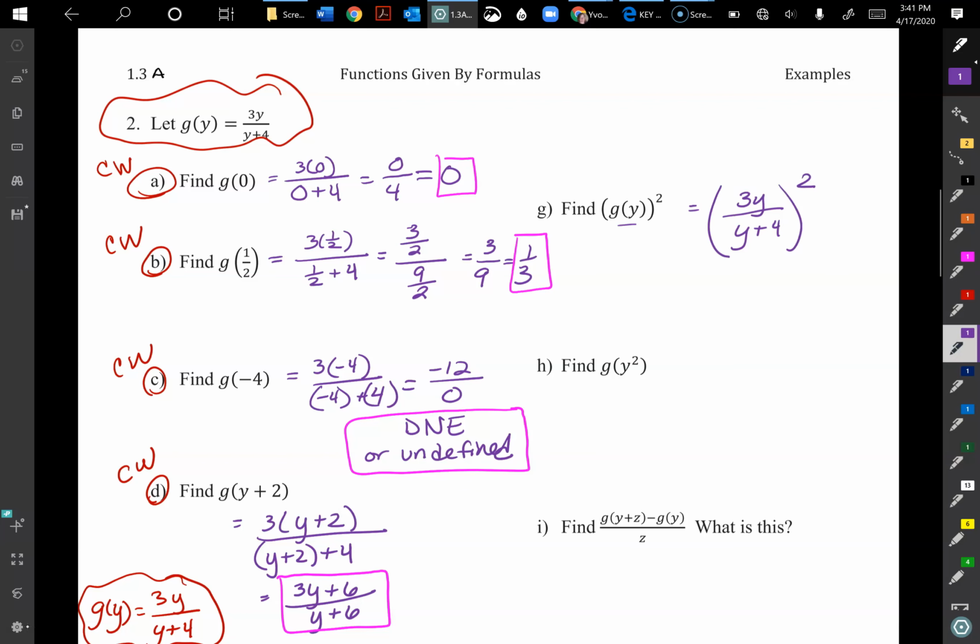Now be careful, make sure you apply your product to power rule accurately. So it's 3 squared times y squared, so that would be 9y squared, not just 3y squared. Then we have y plus 4 all squared. You can leave it like that for most of these. I don't have you expand it out. Probably won't help you simplify anything.